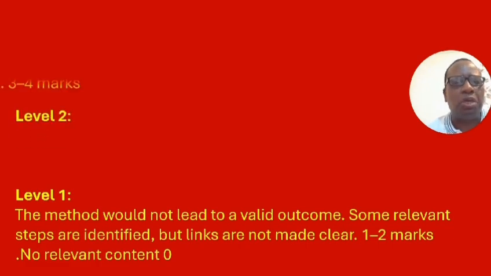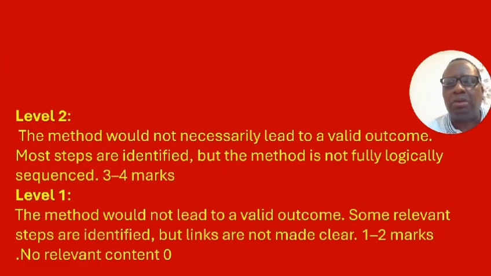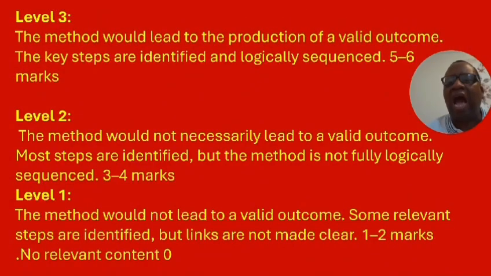Level 2, your method will not necessarily give us the product. Probably you just said zinc carbonate plus dilute acid, and then you manage to identify the filtration, the excess. You might get 3 to 4 marks. But my kind of students will get a level 3. They would have said hydrochloric acid, zinc carbonate in excess, filter, leave to crystallize. This is how you approach this question.